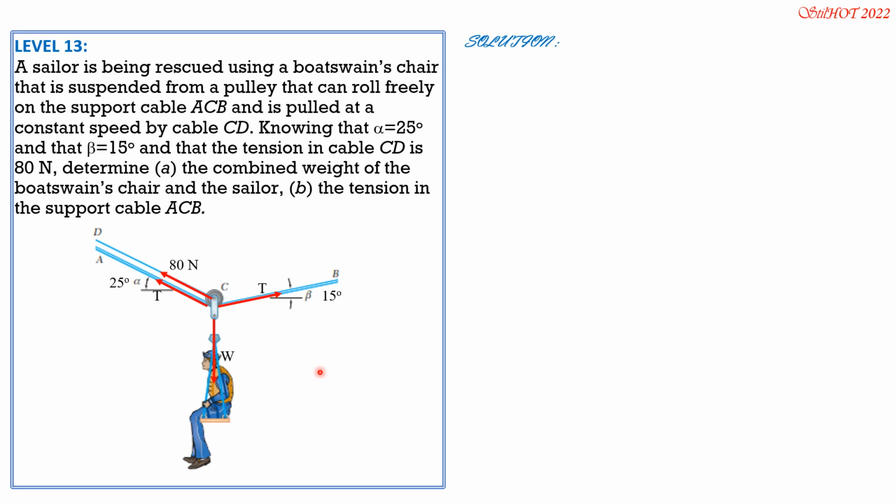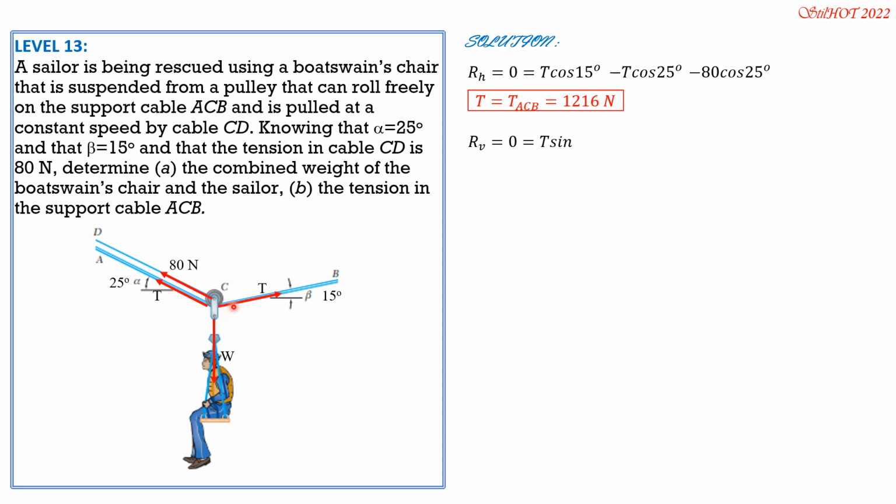So first, R horizontal is 0 and it is equal to T cosine 15 degrees for this tension, then minus T cosine 25 for this tension here, then minus 80 cosine of 25 because these two are parallel. So from there, we can solve the tension in ACB, T equals 80 cosine 25 divided by quantity cosine 15 minus cosine 25. And that is equal to 1216 newtons.